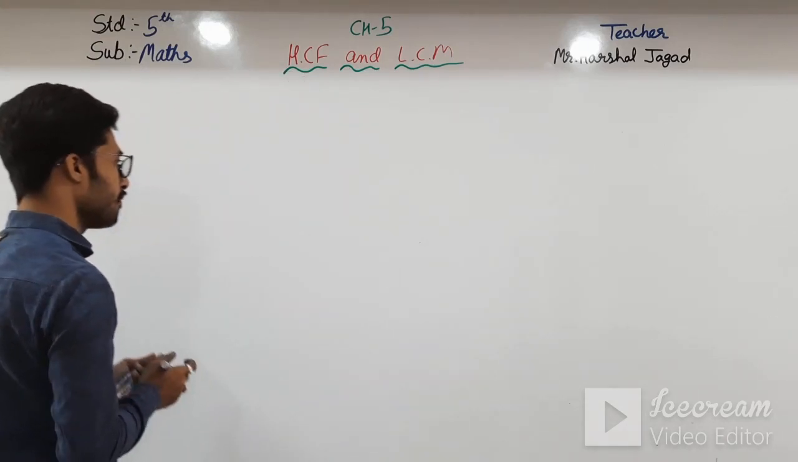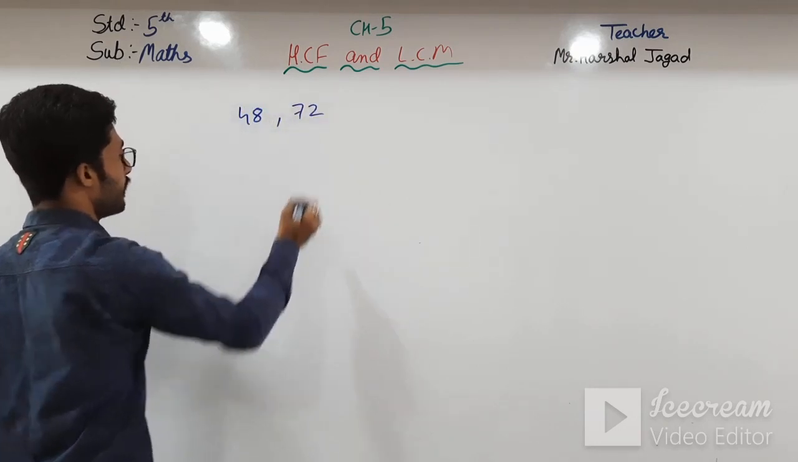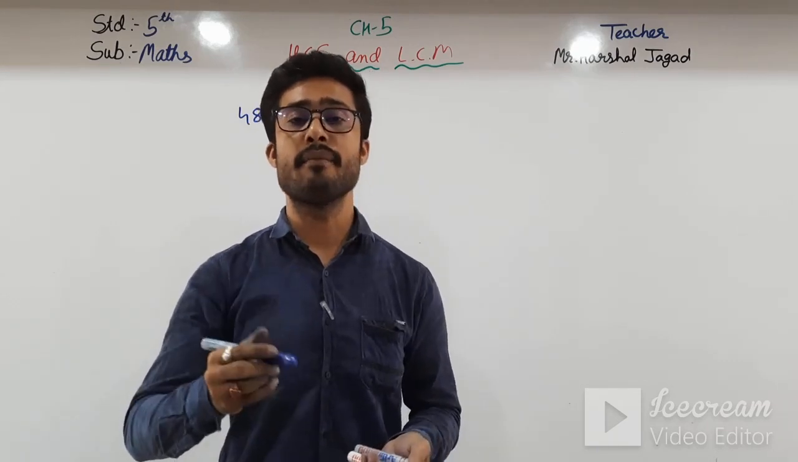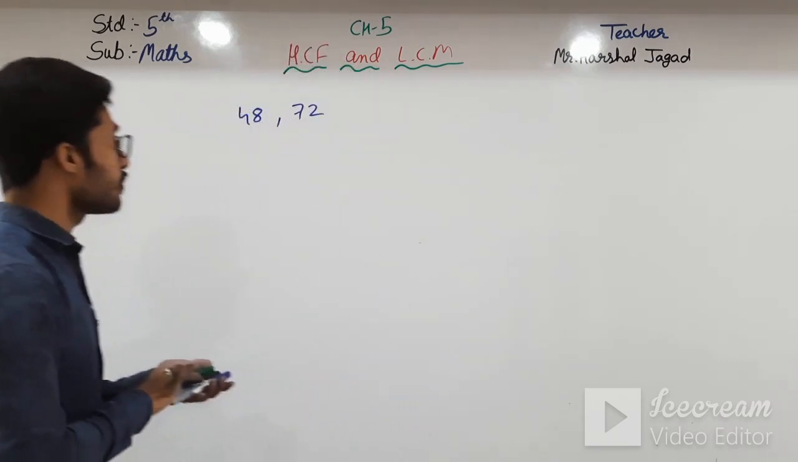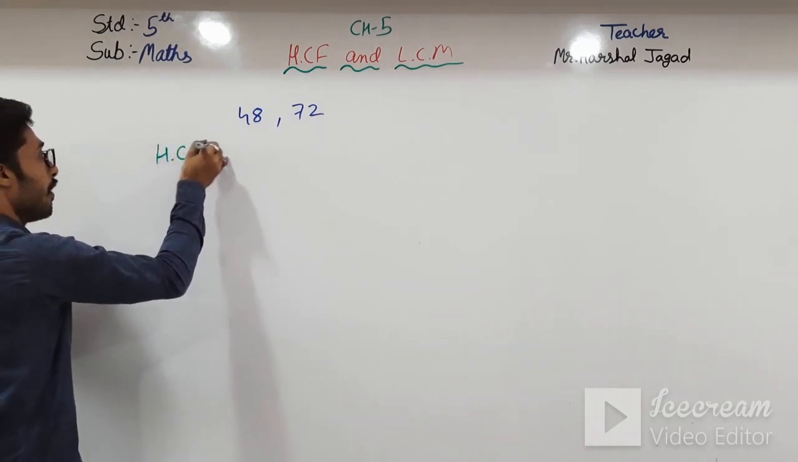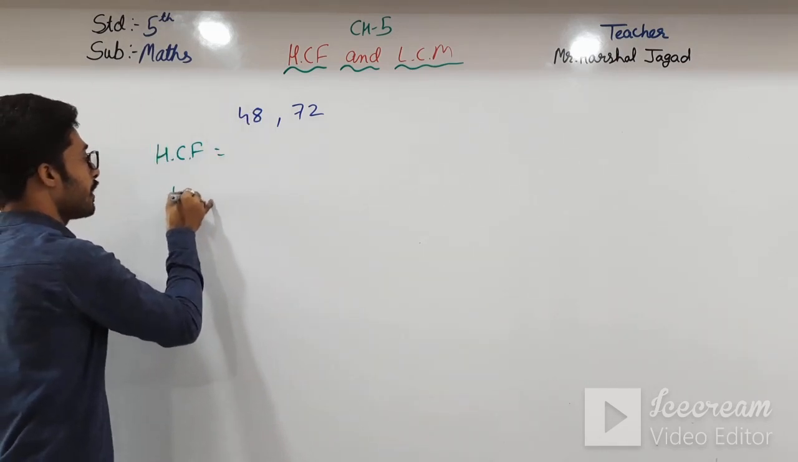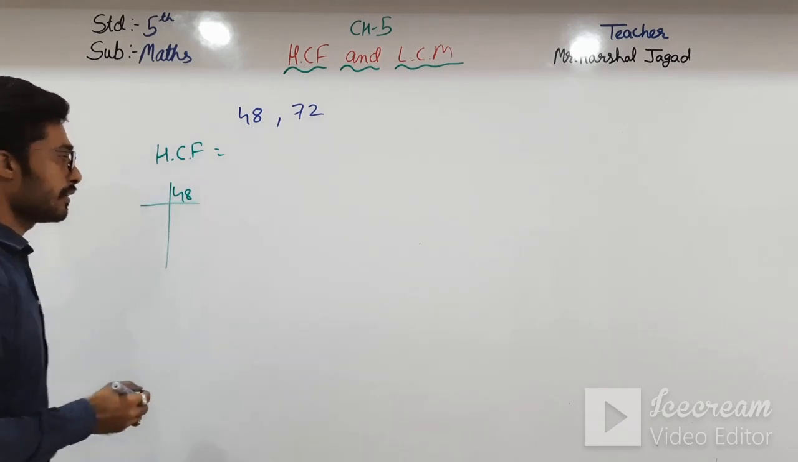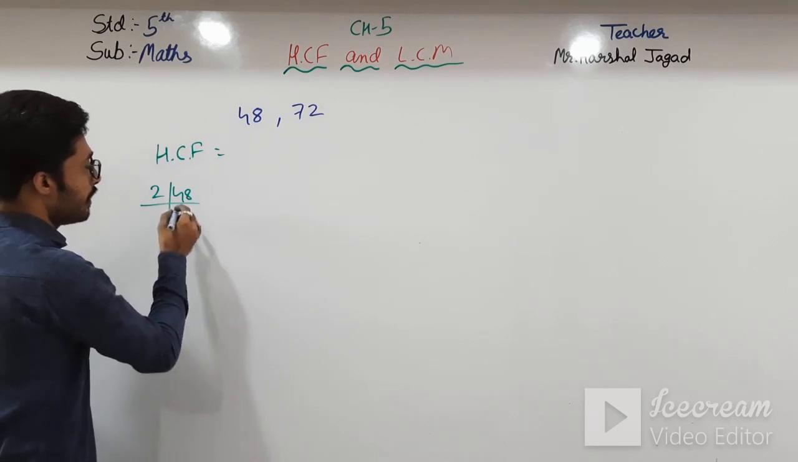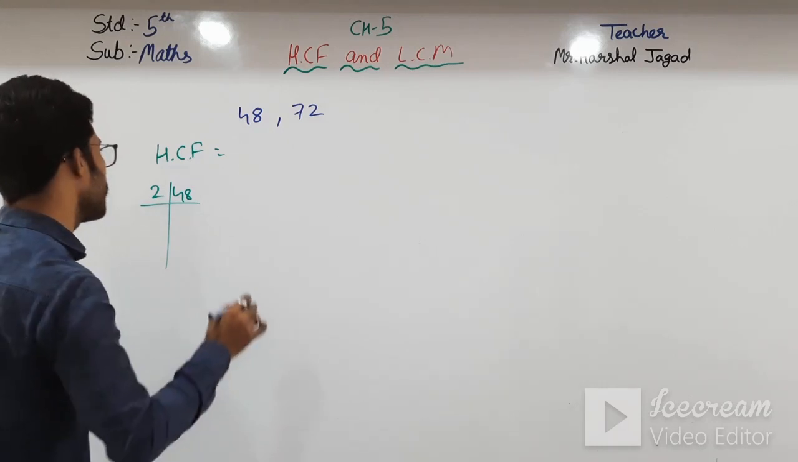So, if I take a number that is 48 and a number that is 72. First of all, I am just explaining it on my own. Okay, students? So, if I want to take out the HCF of 48 and 72, what I will do is take the factors of 48. I am just using the prime factorization method for taking out the HCF.